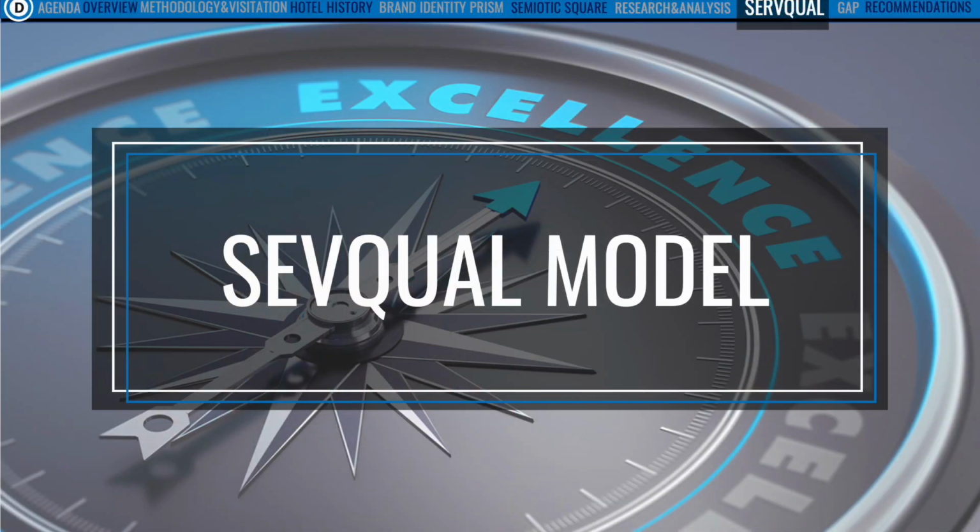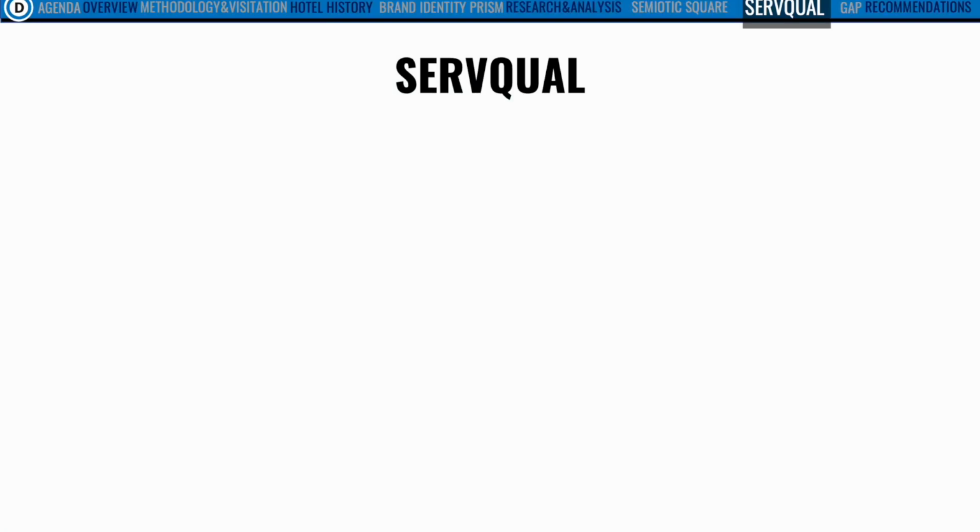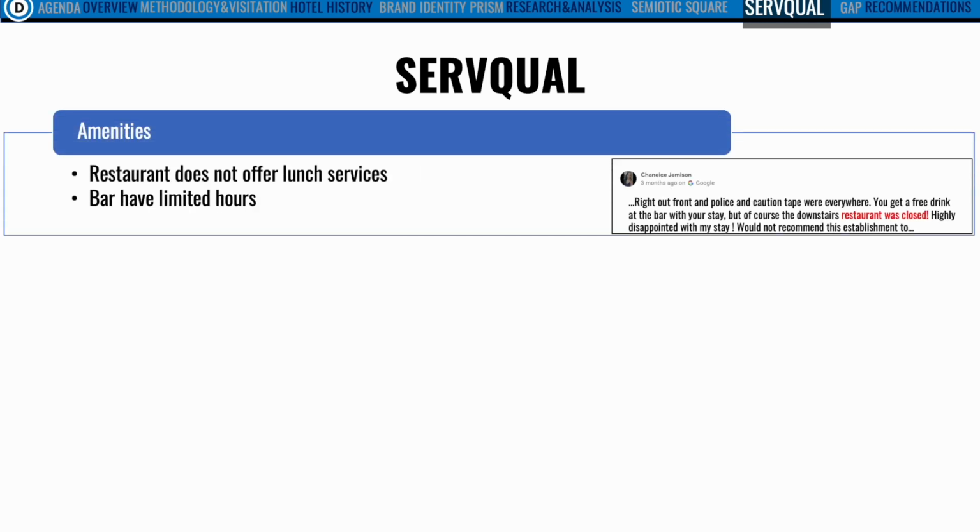Self-qual model. In our self-qual model, based on the three main areas that we were focusing on, firstly, amenities. Many reviews mentioned that the restaurant and the bar hours are very limited and not very accessible during their stay.